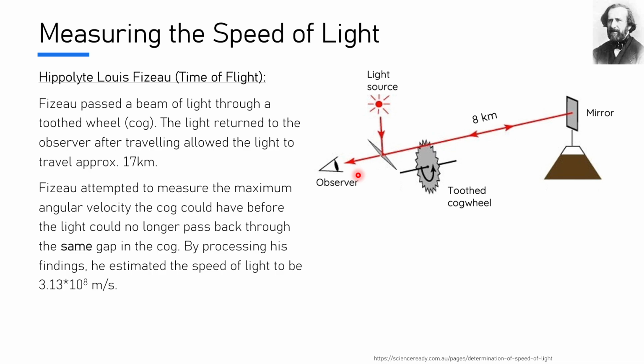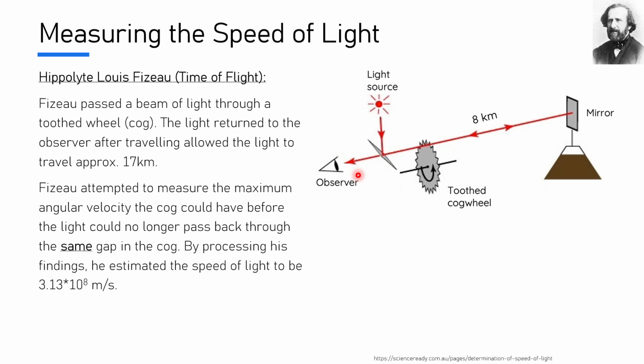Essentially, what Fizeau was trying to achieve was spin the cogwheel at a speed at which the light could pass through the gap in the cog, hit the mirror, return, and still pass through the same tooth of the cogwheel. Essentially, what he wanted to know was the maximum angular velocity for which this could be achieved.